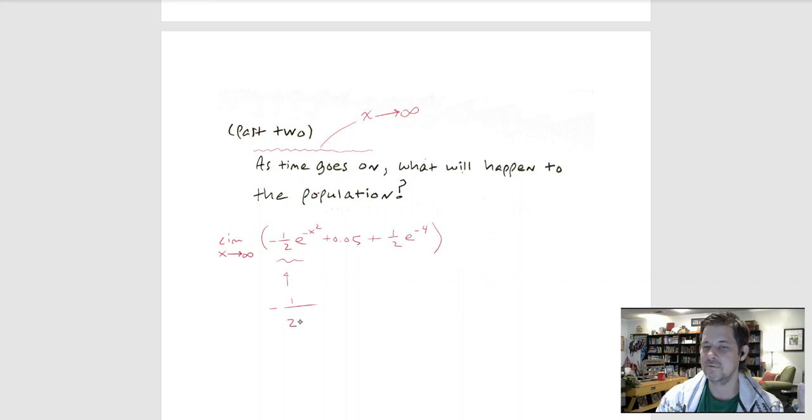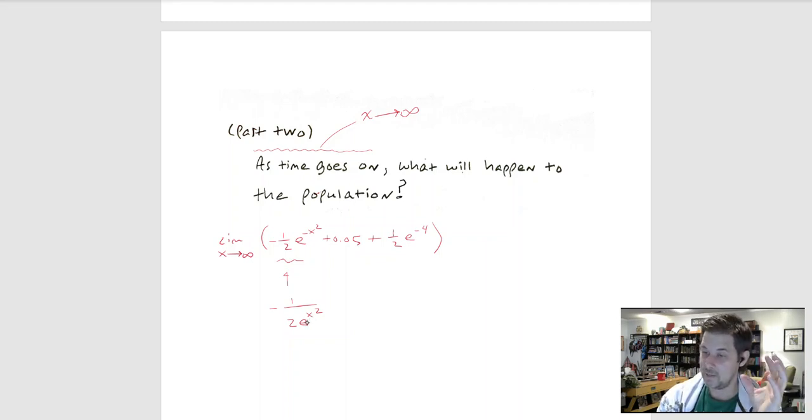Negative 1 over 2e to the x squared. Okay? All right, because that's what that negative exponent means. Now, we'll think about it like this. As x goes to infinity, then x squared gets bigger, right? So like if x was 10, 10 squared is 100. If x is 15, 15 squared is 225. If x is 20, 20 squared is 400. So as x goes to infinity means as x gets bigger and bigger and bigger, x squared also gets bigger and bigger and bigger.